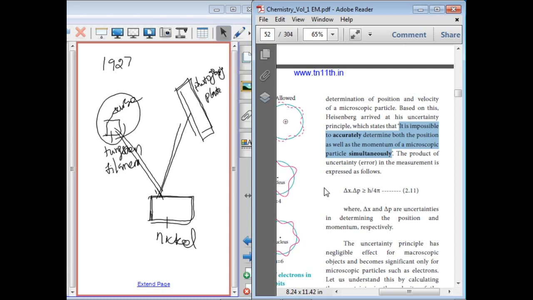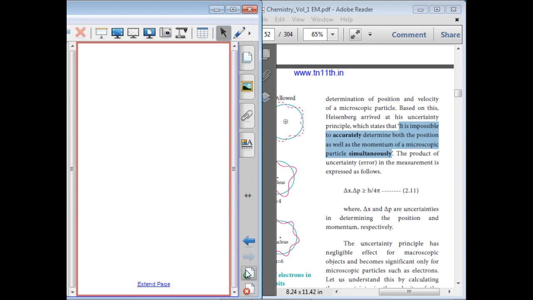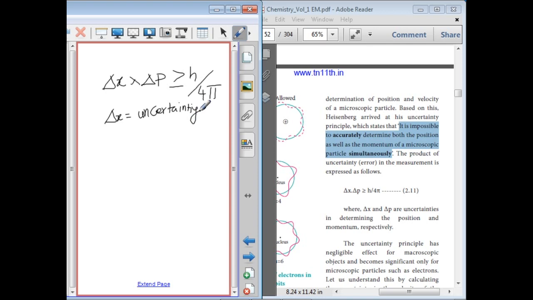So the product of the uncertainties in the measurement is expressed by the following equation: delta x multiplied by delta p is greater than or equal to h by 4 pi. Delta x is the uncertainty in position. Delta p is the uncertainty in momentum.